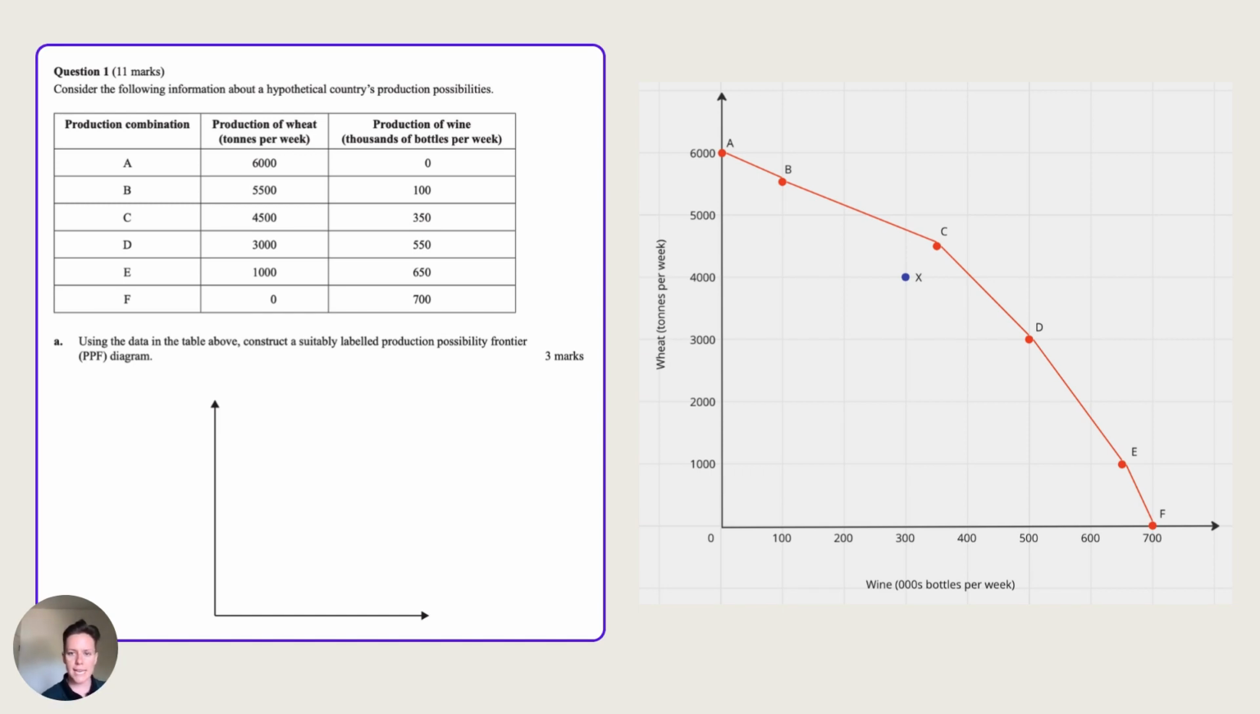If I pick point D, I can see that I'm dealing with 3,000 tonnes of wheat and I'm dealing with 500,000 bottles of wine. So D, 3,000, 550. Ooh, I've made a little mistake there.